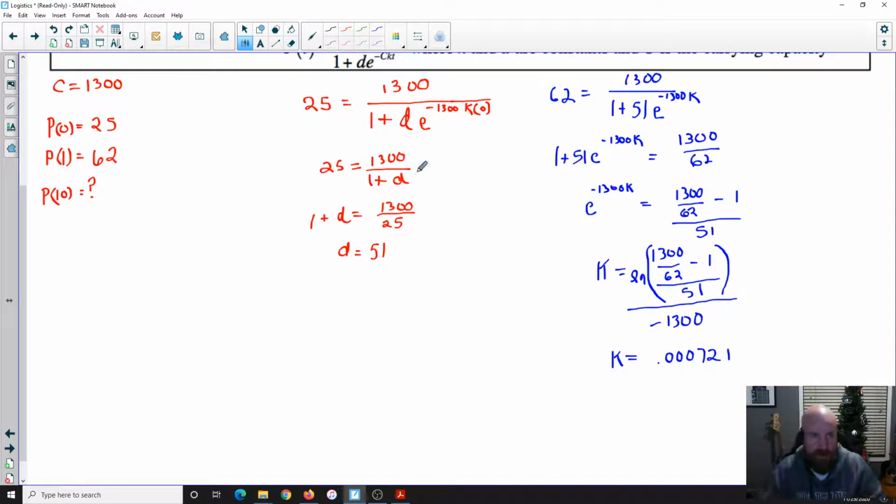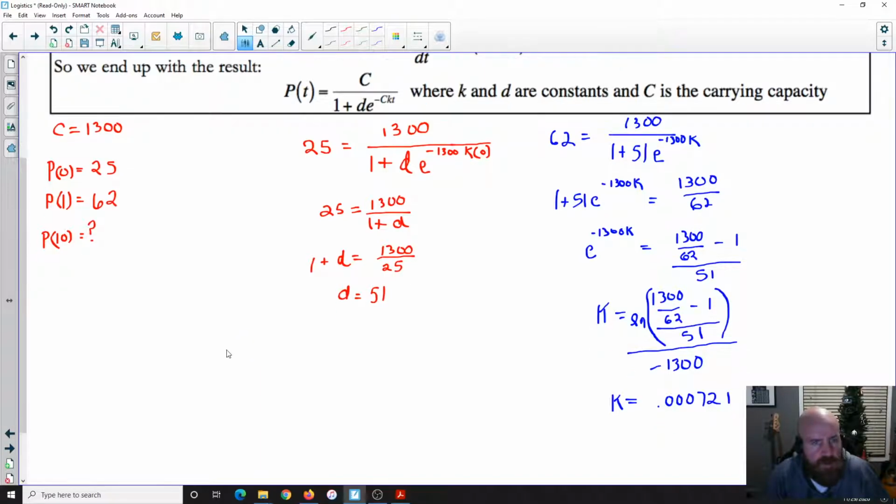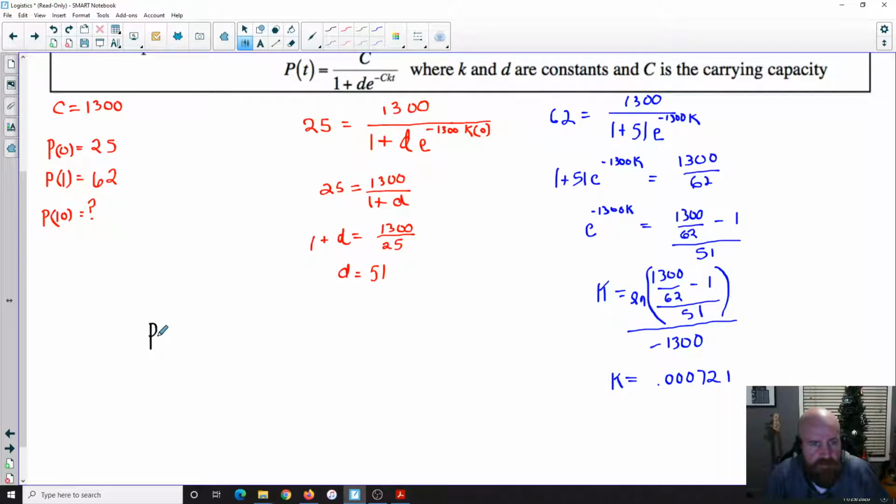Now we can go ahead and find out what P of 10 is. We have our D, we have our k, we know our C, so we know everything. So we'll be able to solve now. Let's find P of 10. P of 10 would equal, I'm just going to write this out for you so you have this in your notes. So 1300 over, we still have that D of 51, times e to the negative C times our k, which is right here.